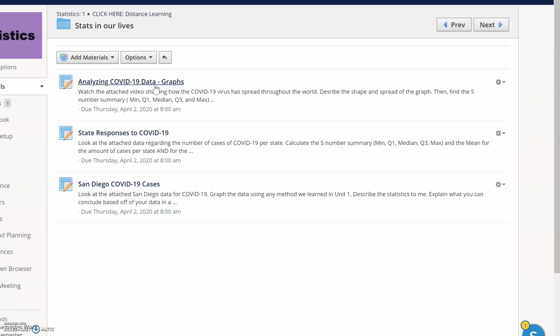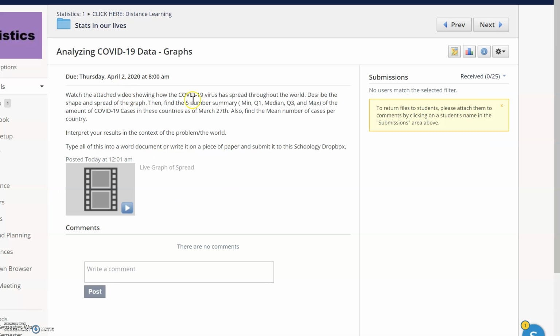I'm sure a lot of you have seen a lot of these exponential graphs that have been going around. There's definitely a lot of math associated with this COVID-19 virus. So I want to look at this in a very statistical way. There are 3 assignments for you to do this week. So the first one is analyzing COVID-19 data based on this graph.